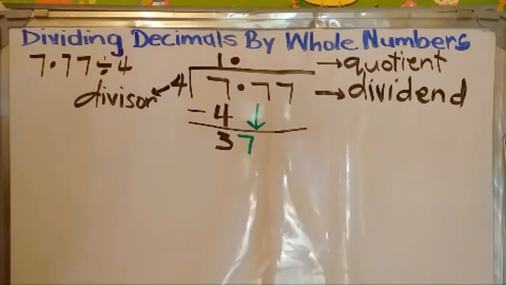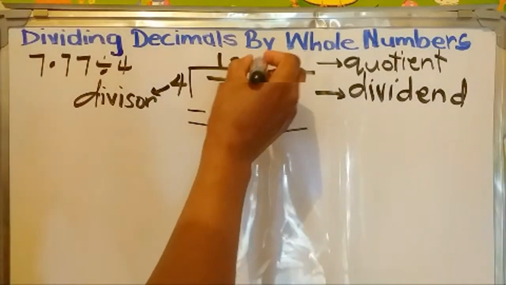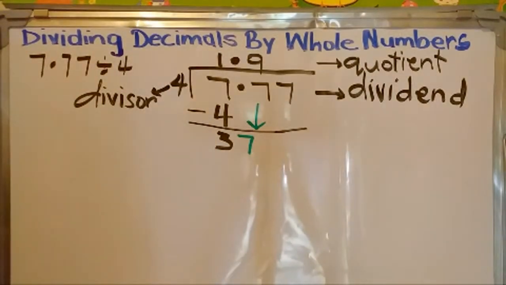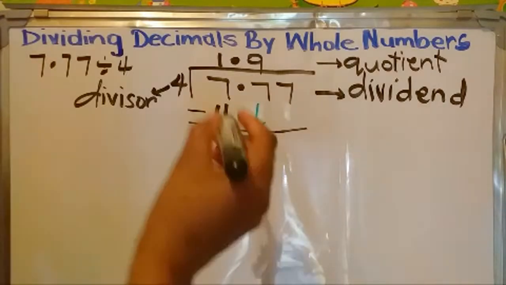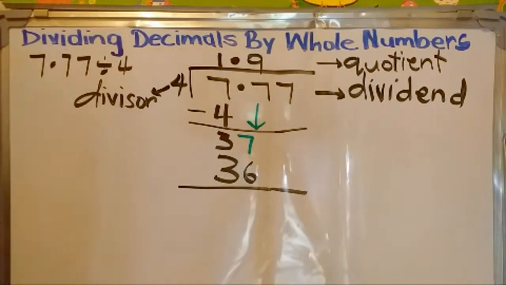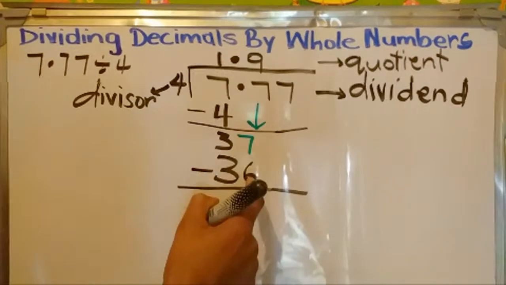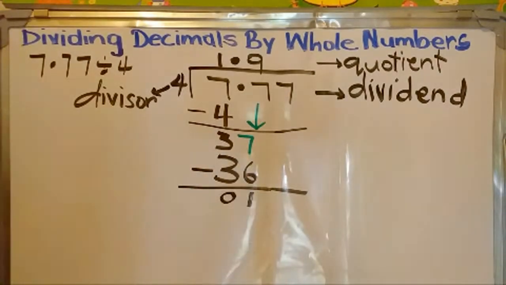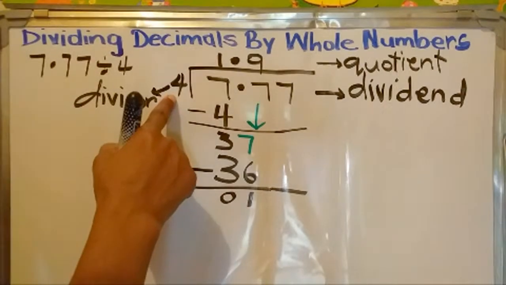Now we have 37. Ask yourself, how many groups of 4s can you get from 37? You can get 9 groups of 4s. Now you're going to take this 9 and multiply it by 4, and 9 multiplied by 4 is 36. So I'm going to write my 36 right here. Now I'm going to be taking away. You have 7 and you give away 6, you only have 1 left. You have 3 and you give away all 3 of it, you have 0 left.